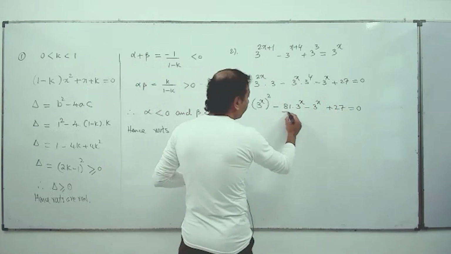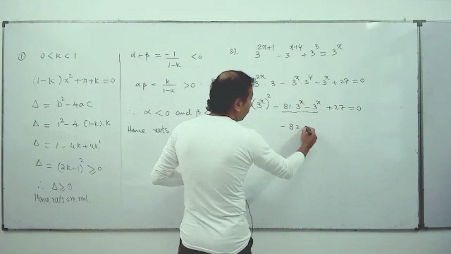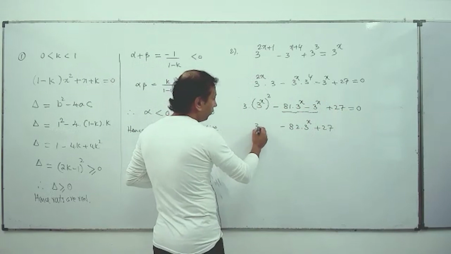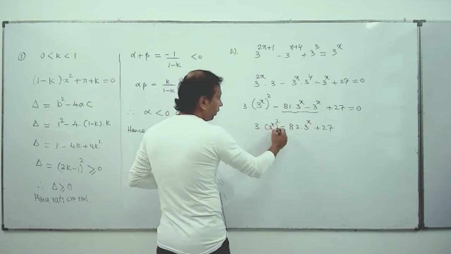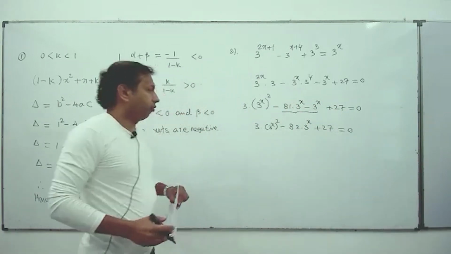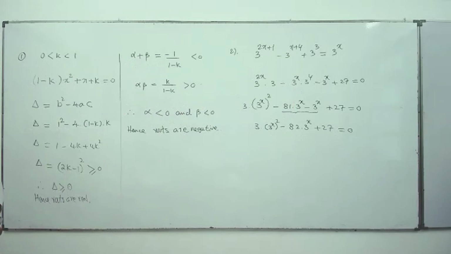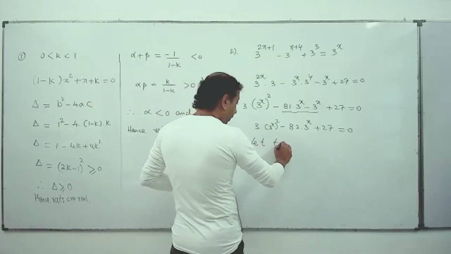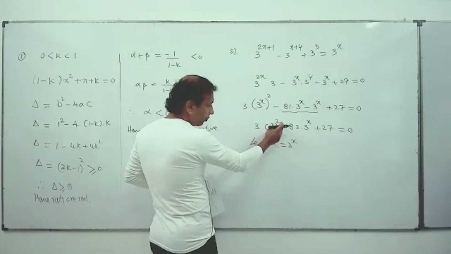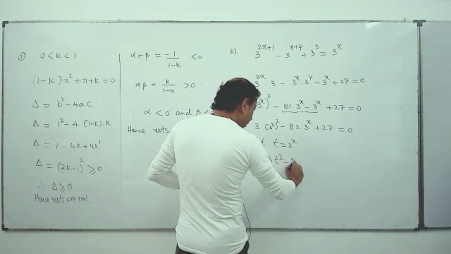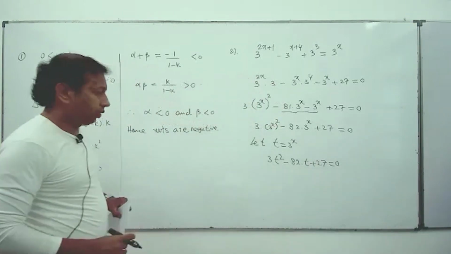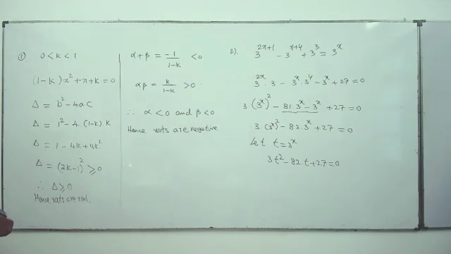This sum is minus 82 times 3 to the power x plus 27. Here 3 times 3 to the power x squared equals 0. We get like that. Now let's take this 3 to the power x as t. T equals 3 to the power x. This is t squared, no? 3t squared minus 82t plus 27 equals 0. We can factorize this. By factorizing, we can take the answer there.